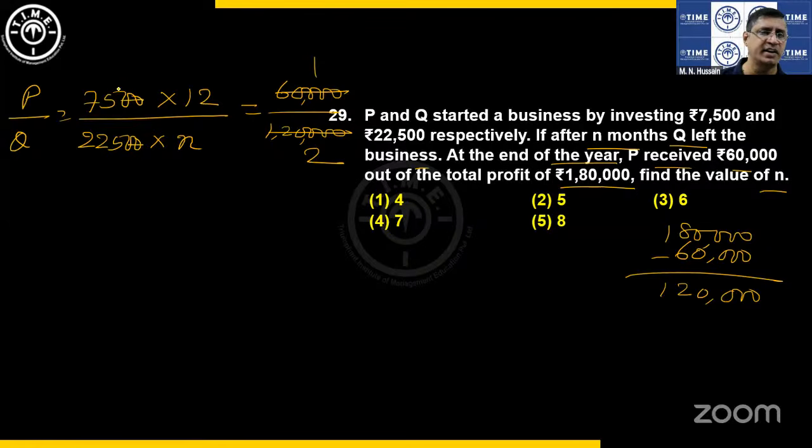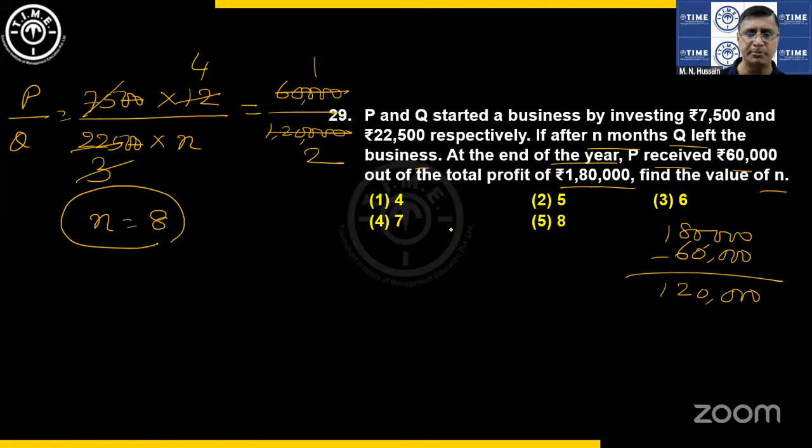Zeros and zeros we can cancel. 75, it was exactly 3 times in 225. What about 3 in 12? It was 4 times. The value of N is equal to 2 into 4. That is 8 months. Option 5. Fifth choice is the right answer.